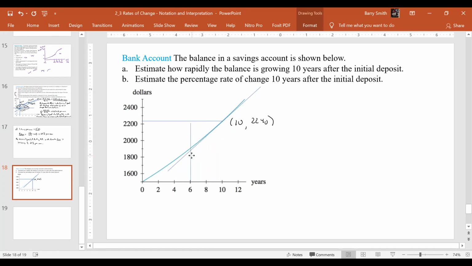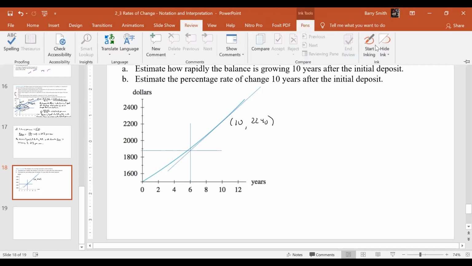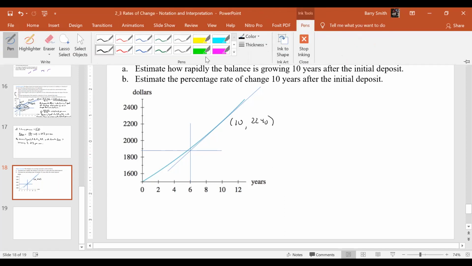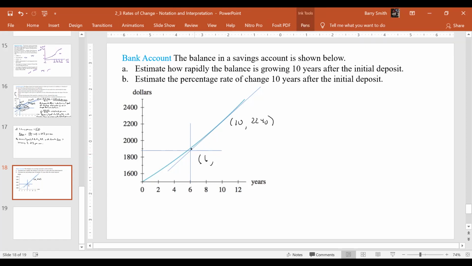So now let's choose another one. Let's do 6. I don't know why, just because it is there. And so then we have to find our next y. So we go down. That looks about there. And so now let's go ahead and ink that. And so that looks to be 6 comma 1880 maybe. Who knows? Close.